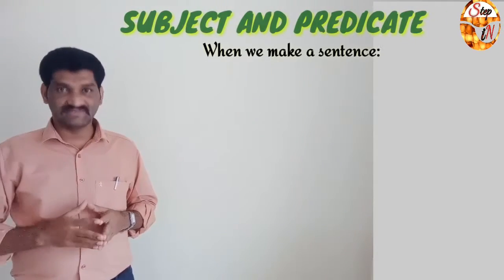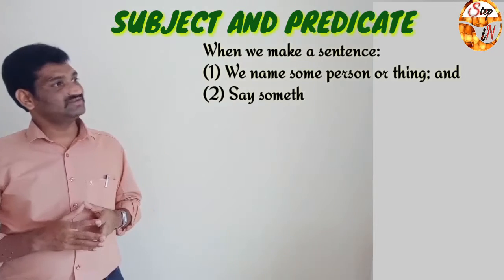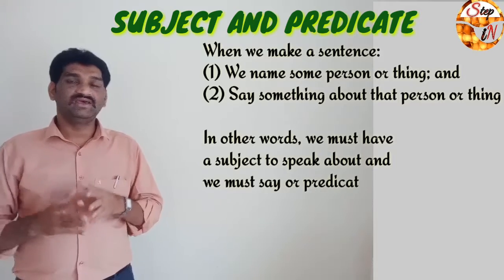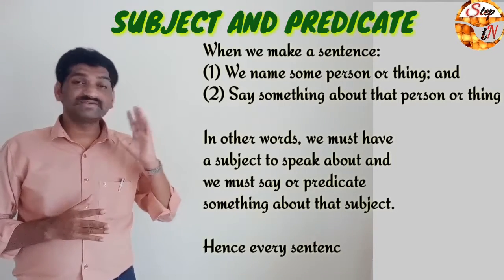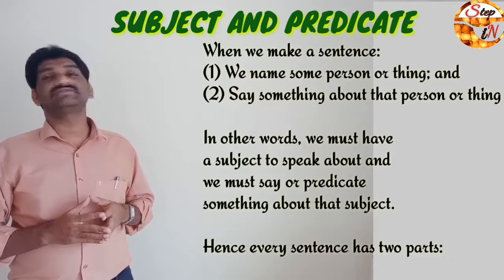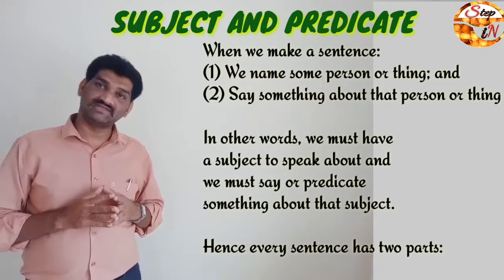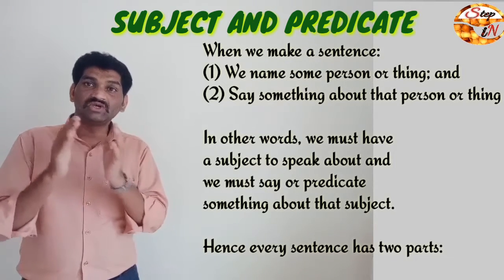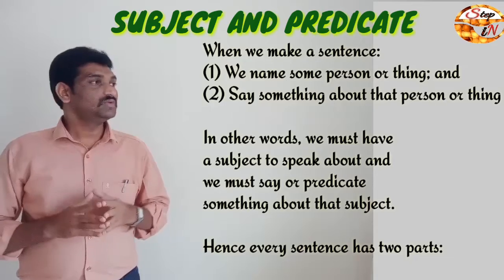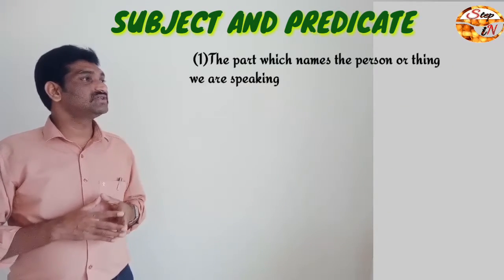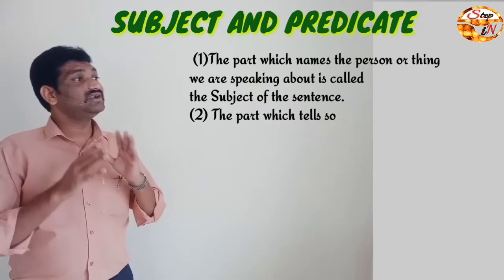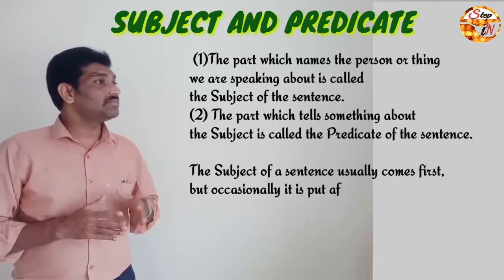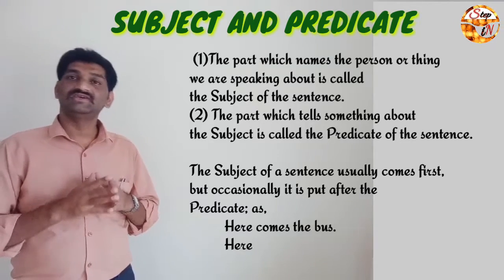When we construct a sentence, we name some person or thing and say something about that person or thing. In other words, the easiest way to understand it is that we must have a subject to speak about, and we must say or predicate something about that subject. So we can understand very clearly that a sentence has two different parts. The part which names the person or thing we are speaking about is called the subject of the sentence. The other part which tells something about the subject is called the predicate of the sentence.